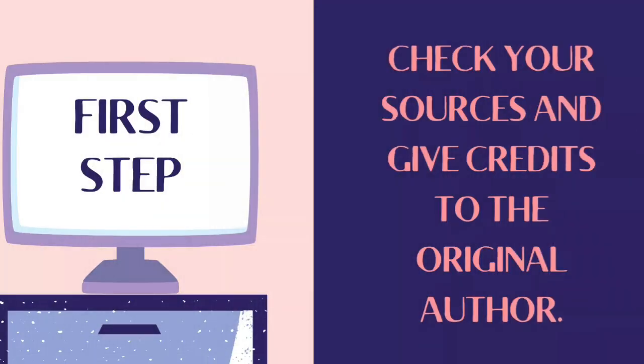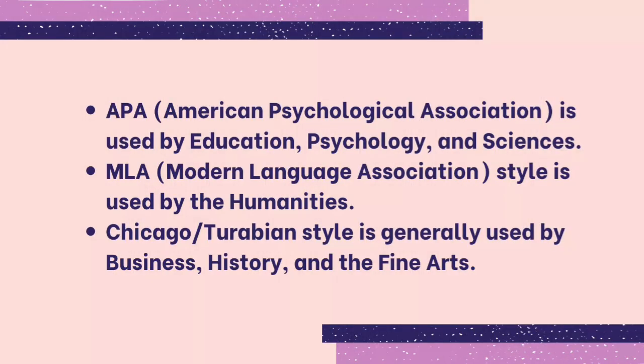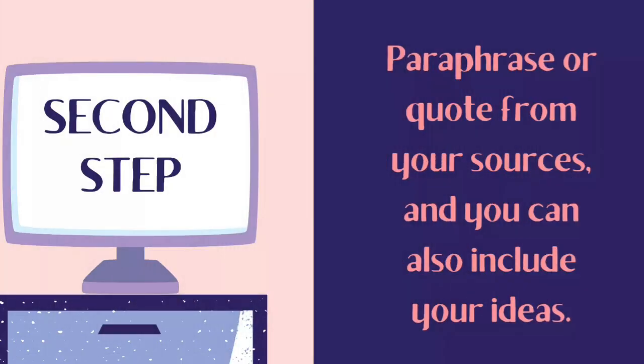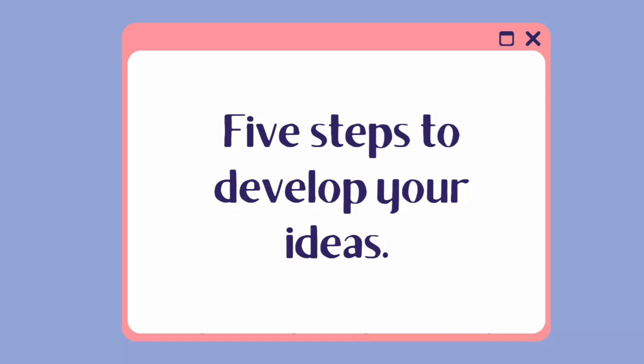The first step is to check your sources and give credit to the original author. There are numerous citation styles, each with its own set of citation rules. Some of the most popular are APA, also known as American Psychological Association, MLA, known as Modern Language Association, and the Chicago style. The following step is to paraphrase or quote from your sources, and you can also include your ideas.